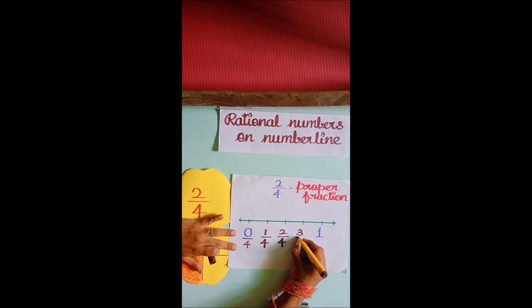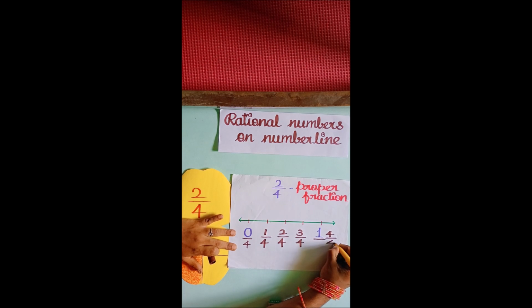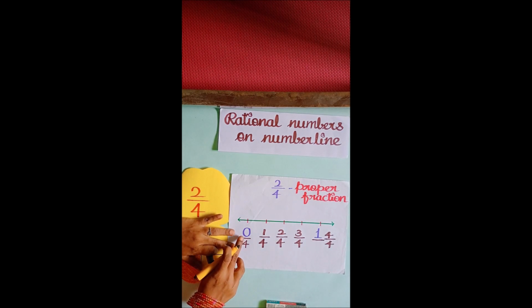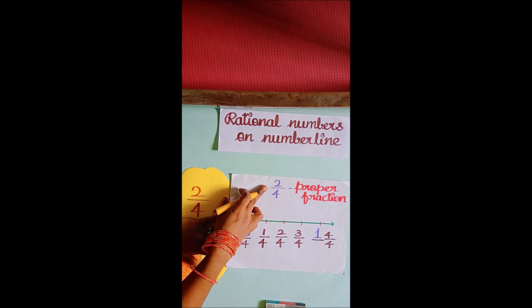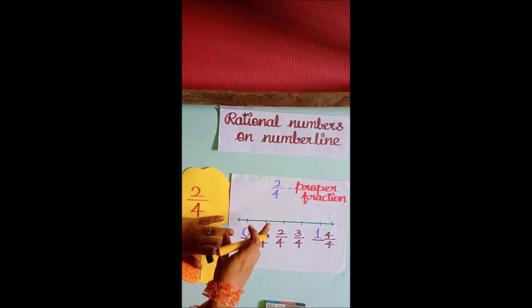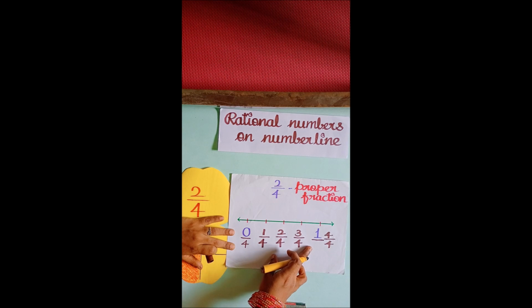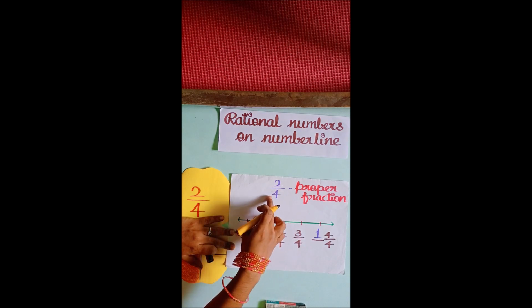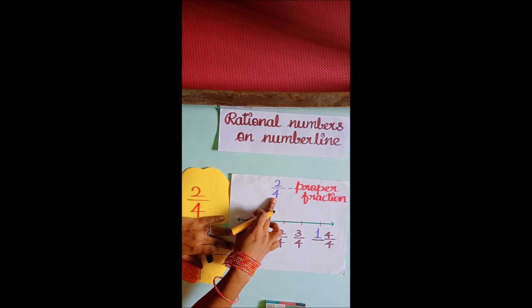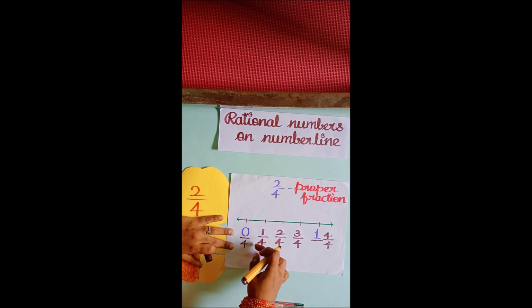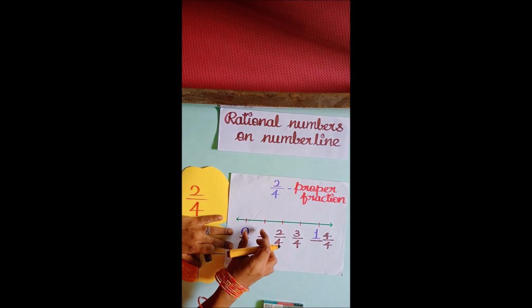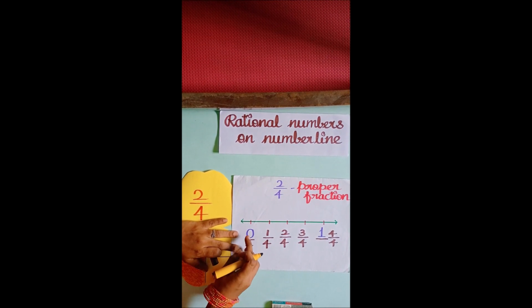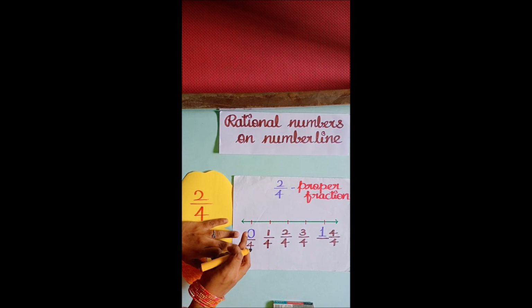Then 3 by 4. At last, we can write this as 4 by 4. So listen carefully. If the numerator is less than the denominator, your value must lie between 0 and 1. You can look at the denominator portion. The denominator is 4, so you have to divide 0 and 1 into 4 equal parts. So that can be represented as a number.